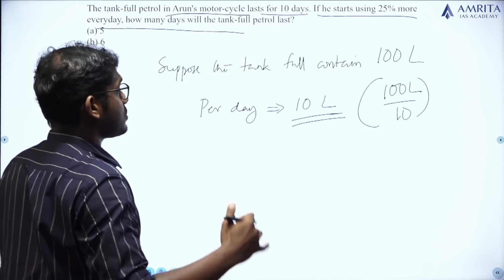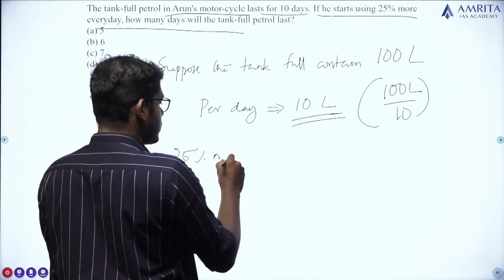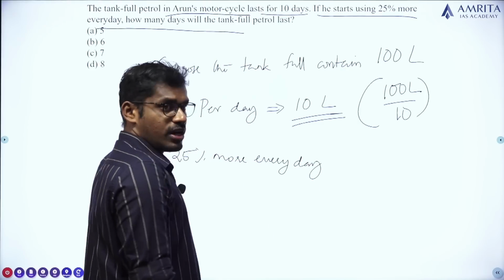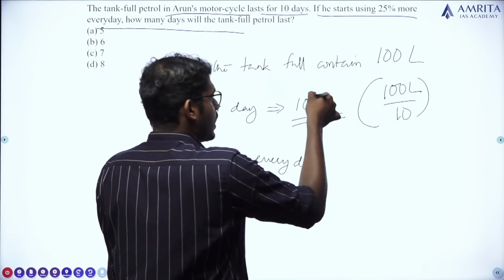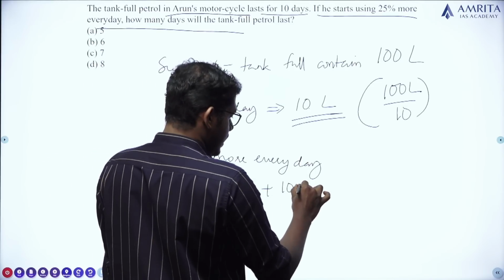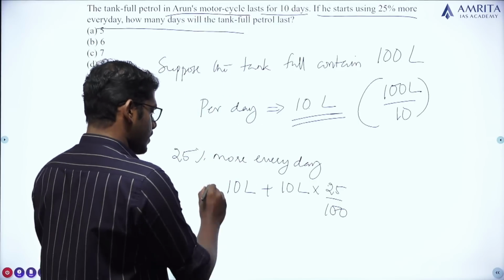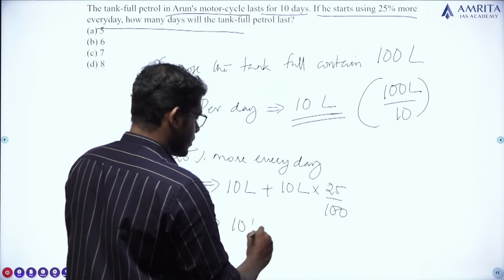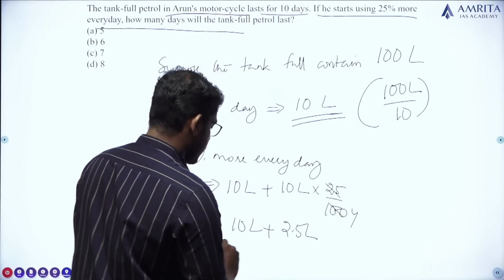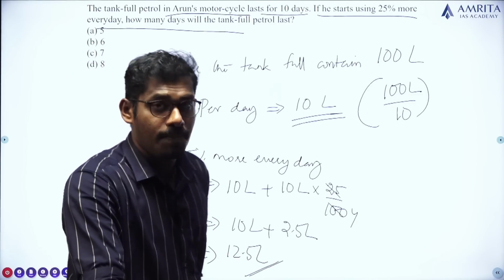If he starts using 25% more every day, that means every day he was using 10 liter. So 10 liter plus 10 liter into 25 divided by 100. 25 by 100 is 1 by 4, and 10 by 4 is 2.5 liter. So now he utilizes 12.5 liter of petrol per day.